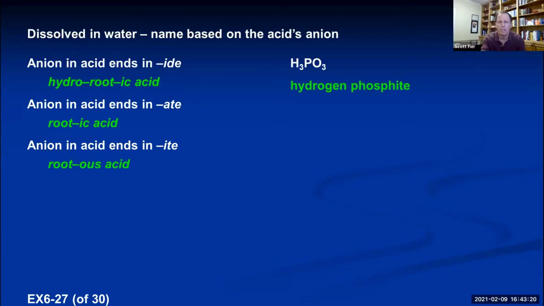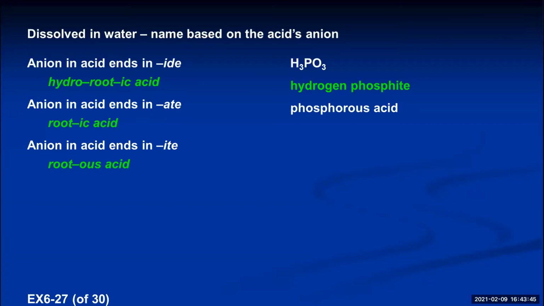All right? So if the anion in the acid ends in ITE, you pull the ITE off and you put OUS instead. That would be phosphous acid. But as I said a couple of moments ago, phosphorus is another element like sulfur where they actually stick an extra syllable in there. So it's actually called phosphorous acid, right?